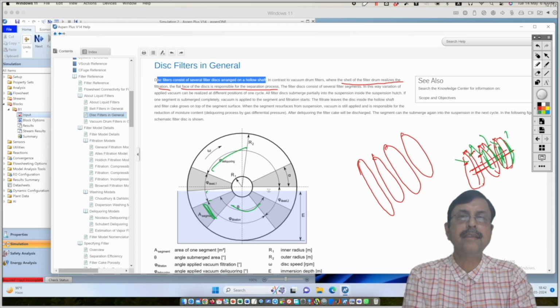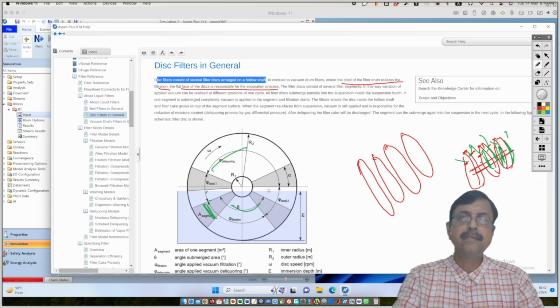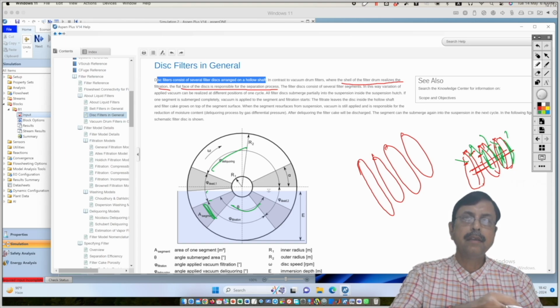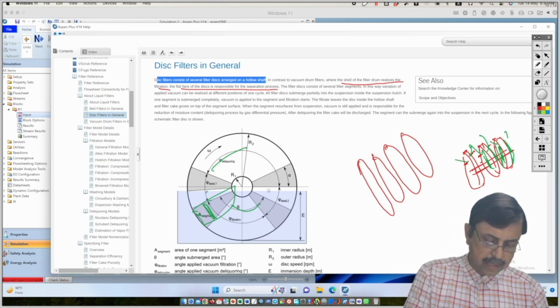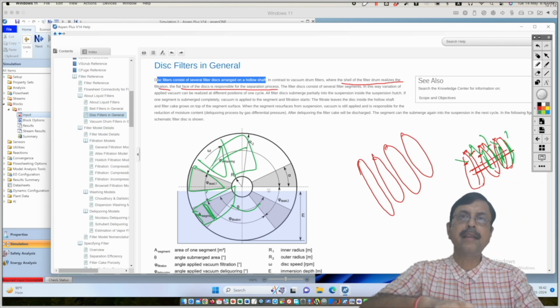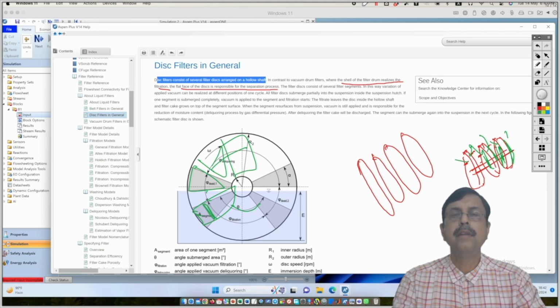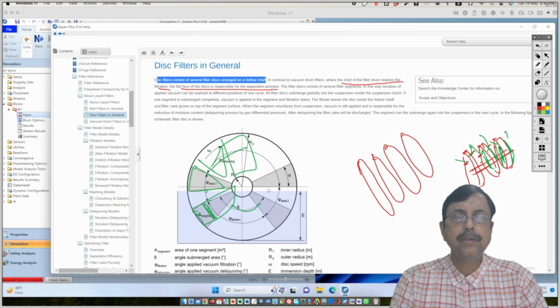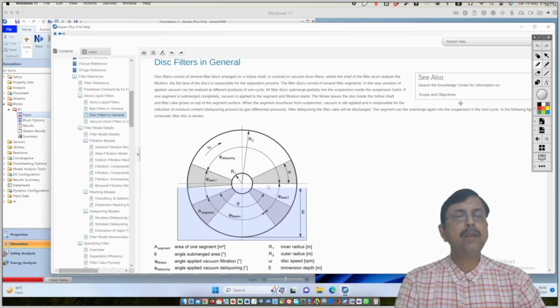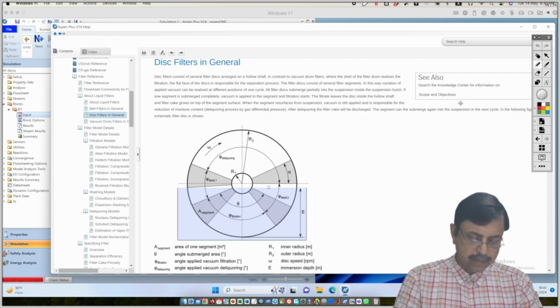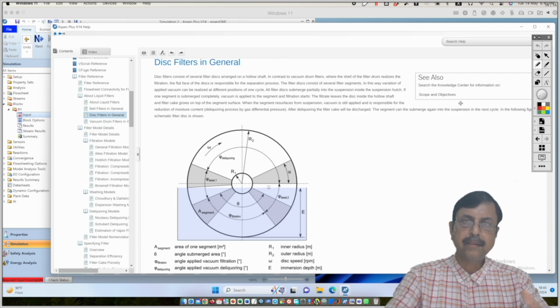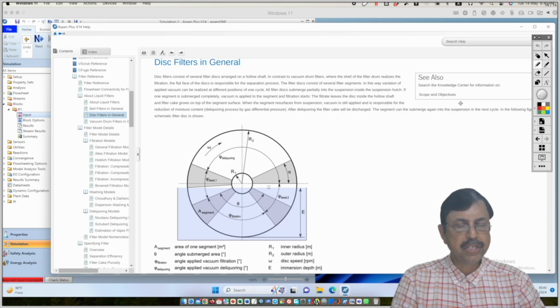Now this disc is not a single piece of entity. Rather, these discs are maintained with some segments. So this is one segment, this is another segment, this is another segment. Like that, all the segments are combined together to make a disc type filter. So the working principle of the disc type filter is the same as the rotary drum filter. Once these segments are submerged into the liquid, the filtration is realized.